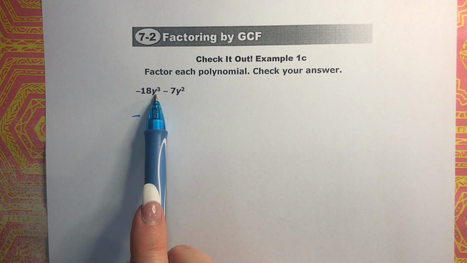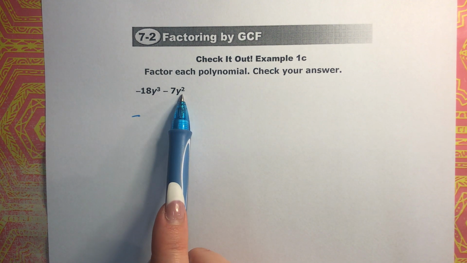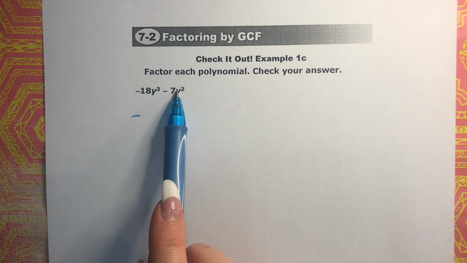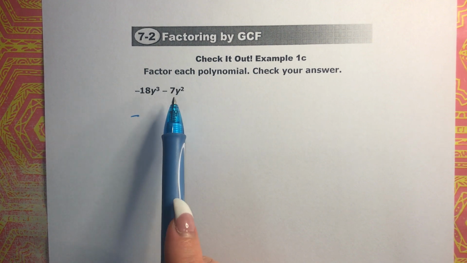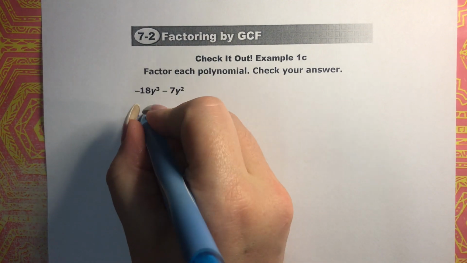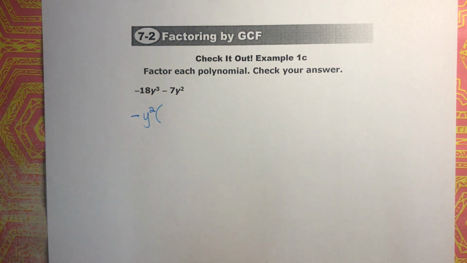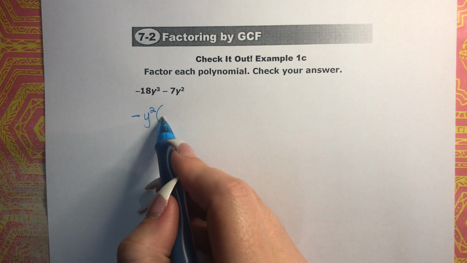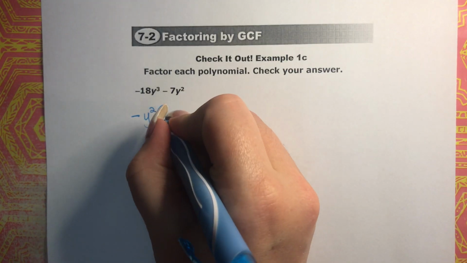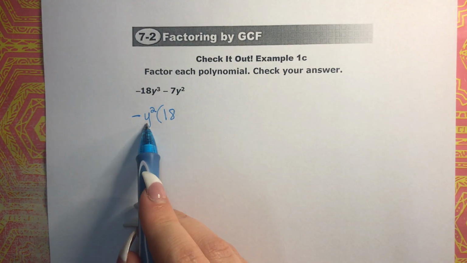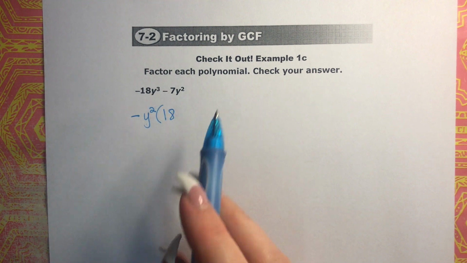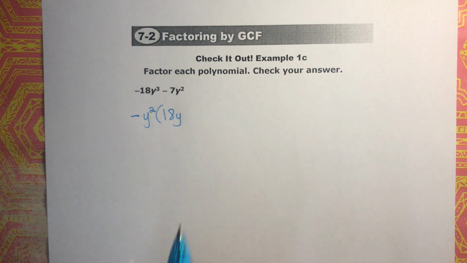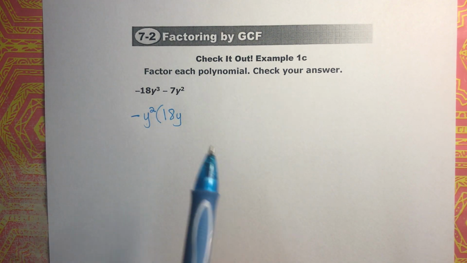What about the letters? We got y cubed and y squared. So I would say the amount of y's that they have in common would be y squared. So that's what I'm going to factor out. A negative times what is a negative, and it's going to have to be positive, and there is no number, so I just rewrite that 18. And then y squared times what is y cubed? Well, y squared times y is y cubed.